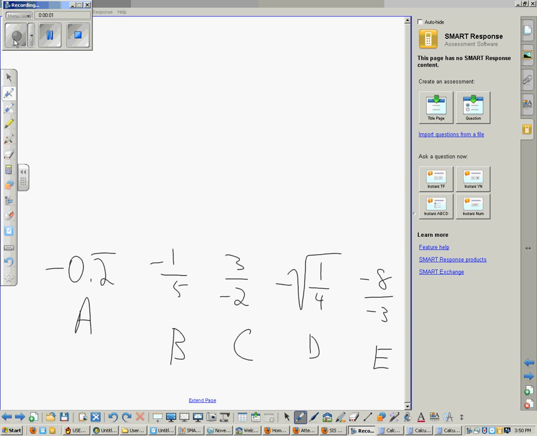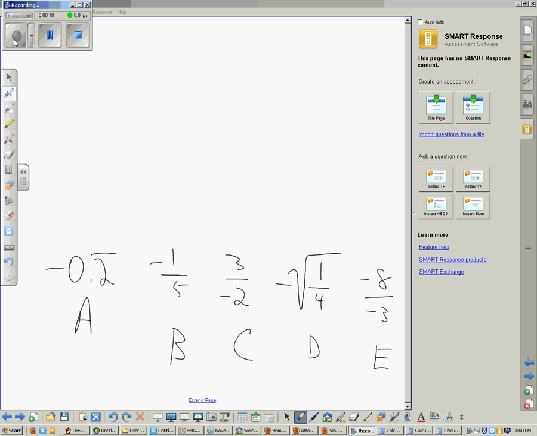Okay, this is question number 18 of our review, and the question says, write in ascending order. So we have these 5 different rational numbers. The first one, A, is -0.2 repeating, etc., etc. So what is our strategy?